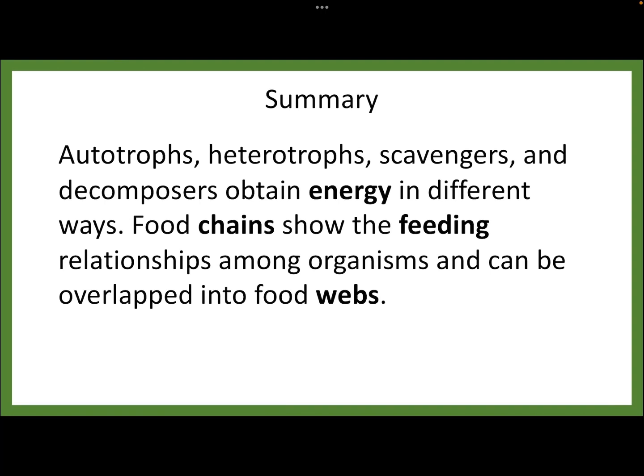To wrap that up, important words that you need to remember are autotroph, heterotroph, scavengers, and decomposers. Remember, autotrophs are organisms that are able to make their own energy. Heterotrophs, or consumers, have to eat in order to get their energy. Food chains show the relationship of feedings in an ecosystem, but it is the one flow of energy in an ecosystem. Food webs show multiple feeding patterns and multiple flows of energy through an ecosystem.